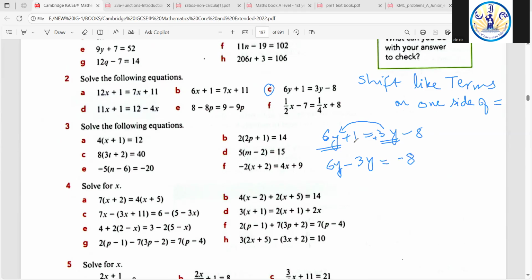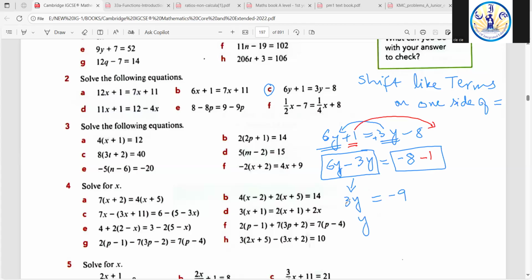But where has this 1 gone? I'm going to apply the same procedure. This 1 is already being added. When I shift this to the other side of the equality, it will get subtracted. So minus 1 will be there. Now on either side of the equality, you see and observe that the like terms are there on each side. On the left hand side, we have got two terms involving variable y, and on the right side, we are having pure constants. So 6y minus 3y will give me now 3y, and on the right side, negative 8 minus 1 is going to be negative 9.